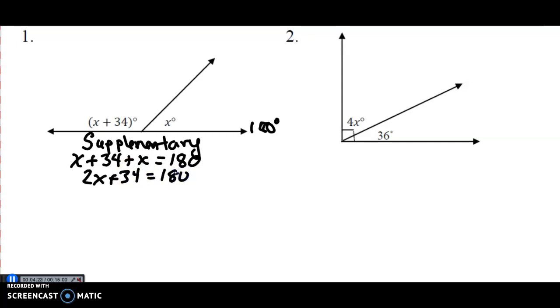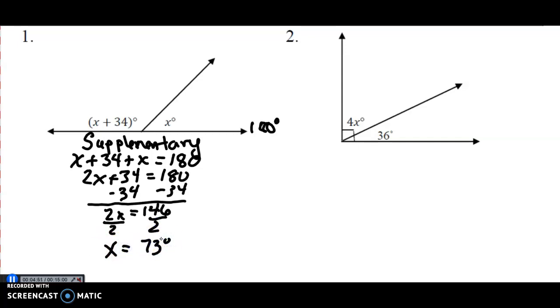And when you're solving an equation, again, you're going to go inverse. We have to get rid of this positive 34 first. The opposite is a negative 34, giving us 2x equals 146 degrees. And then divide that by 2, and we find out that x equals 73 degrees.